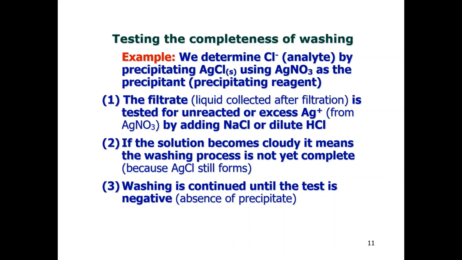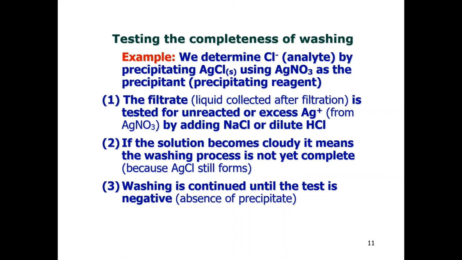Now, how do we know that the washing is already completed? A simple test. We determine chloride ion by precipitating AgCl using AgNO3. We are now testing for the presence of Ag+, whether it has already been totally removed. So we take a small amount of dilute NaCl or HCl, meaning that we want the chloride.